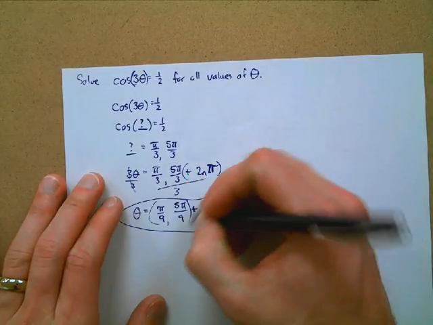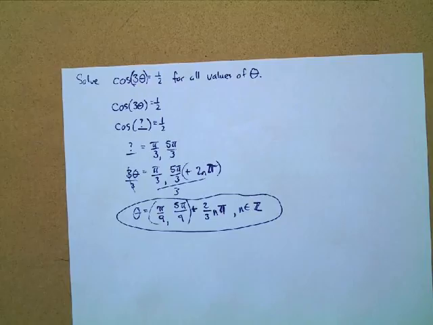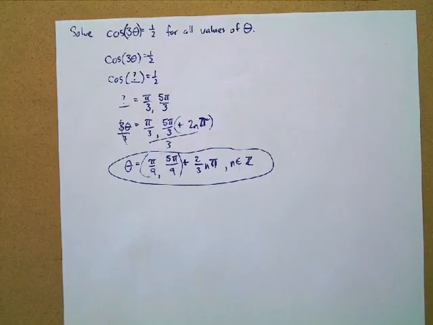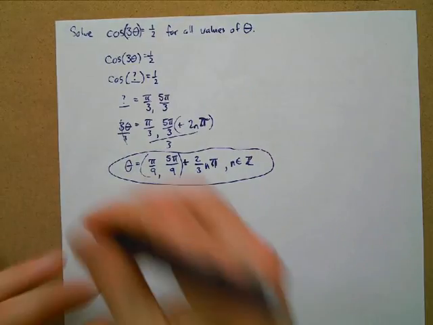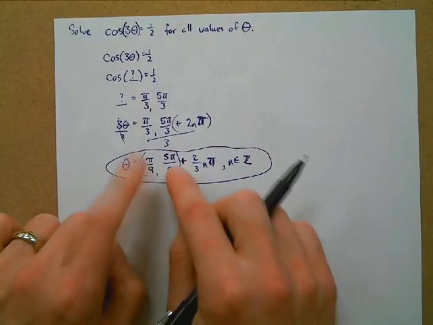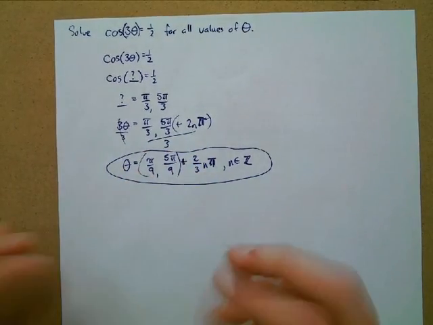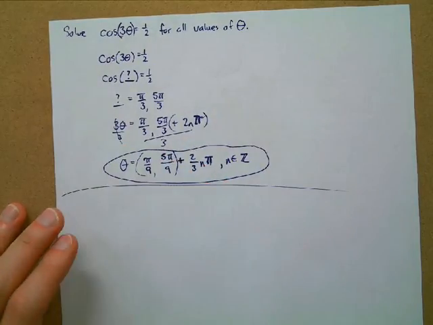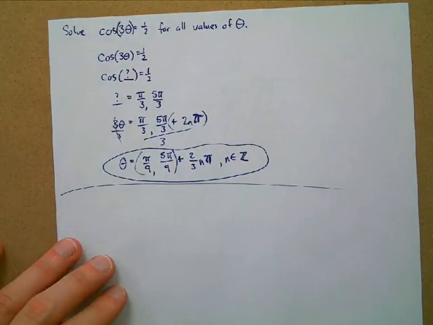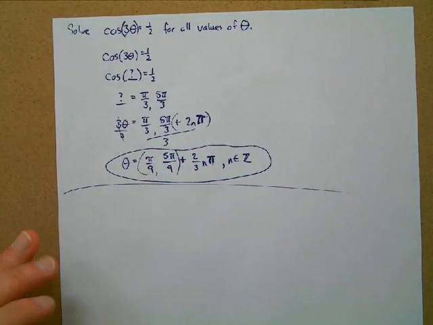All right. Let's try one more here, and then I'll have you guys try one on your own. We'll do a tangent one. Okay, so let's solve 3 tangent of x over 2 plus 3 equals 0.